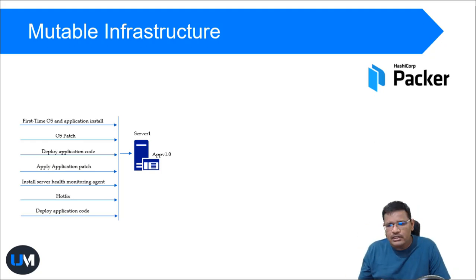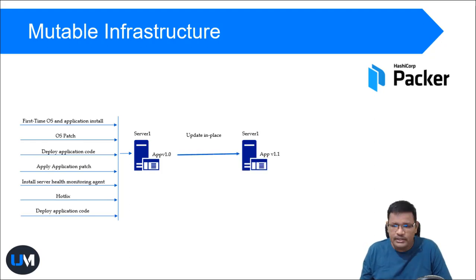Suppose the application is announced and some features have been added, so I want to upgrade my application on the server. For the mutable infrastructure model, we have to do an in-place update. We have to upgrade our application from version 1.0 to 1.1. In that case, we have the option to reinstall the application, or to upgrade our application from the older version to the newer version. Everything will be done on the same server. So that is the mutable infrastructure.